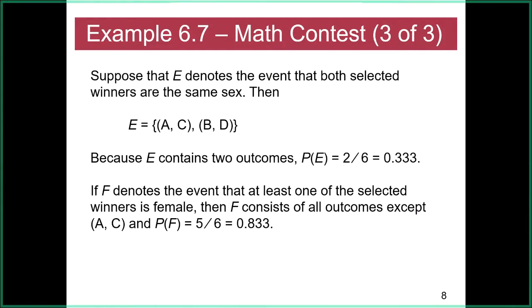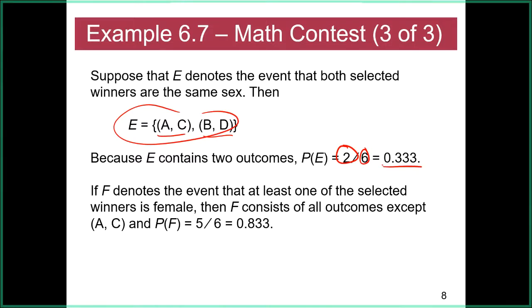So suppose E denotes the event that both selected winners are the same sex, same gender. So that would be both Adam and Carlos or Bettina and Deborah. Those would be the 2 possibilities. So what is the probability that occurs? Well, there are 2 outcomes in that event out of 6 total outcomes. So 2 out of 6, or 0.333, is that probability.